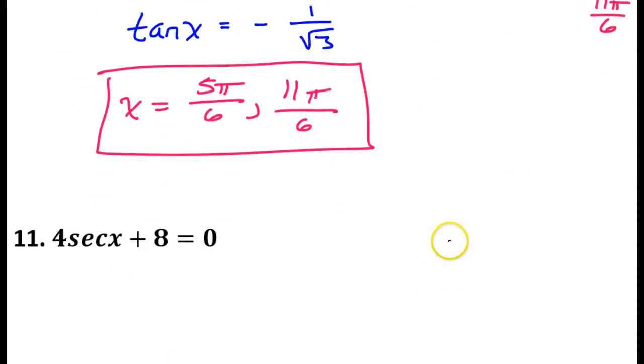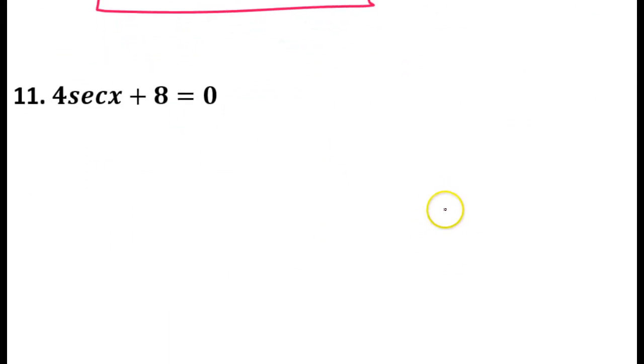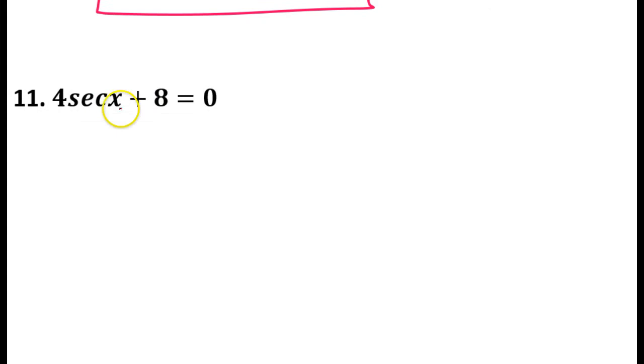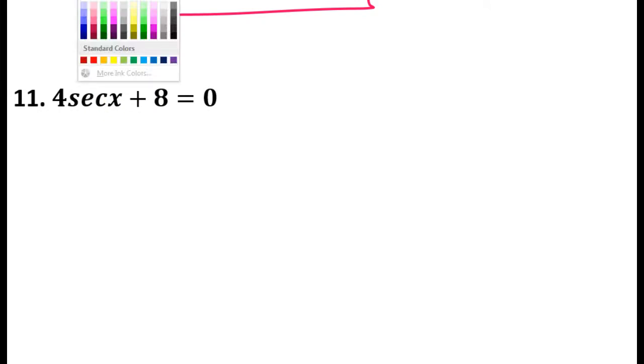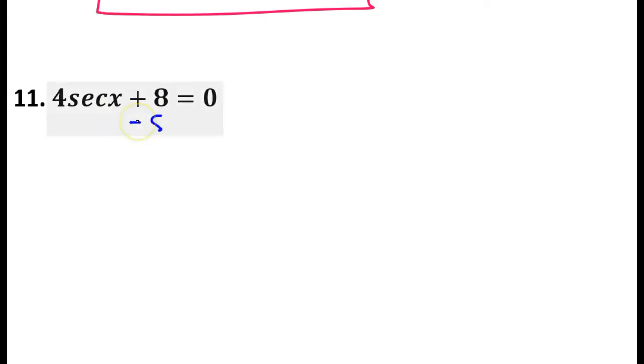Alright, let's do a couple more. See what else we have. Alright, well we only have one function, which always makes it easier. Let's get it by itself. Subtracting 8 from both sides. So far that gives me 4 secant x is equal to -8.